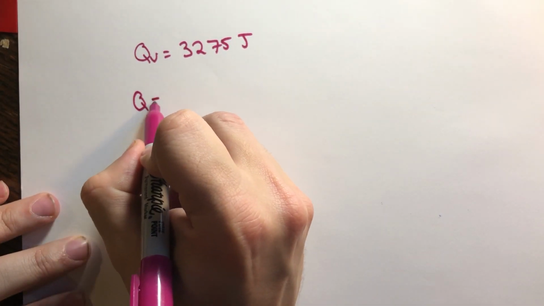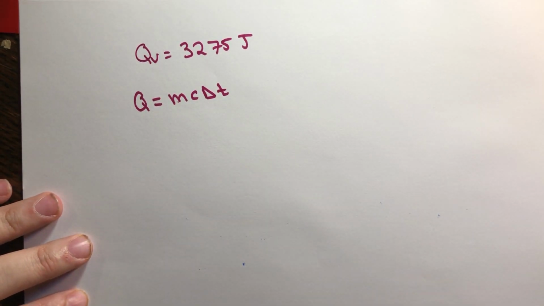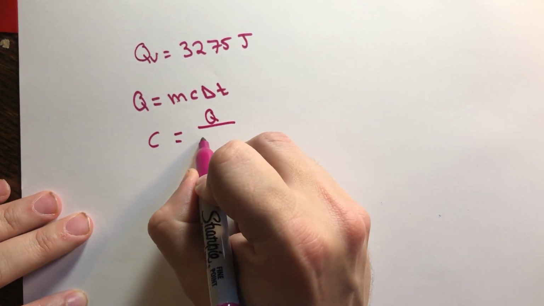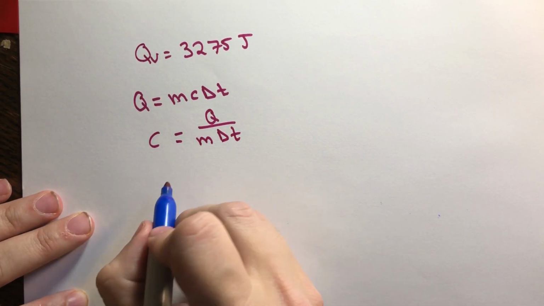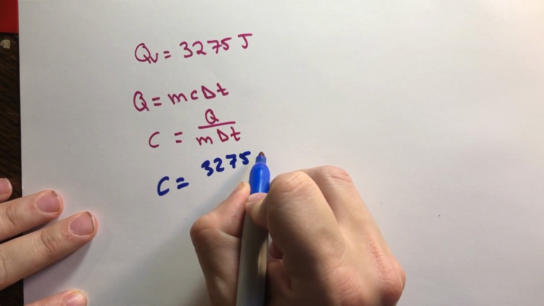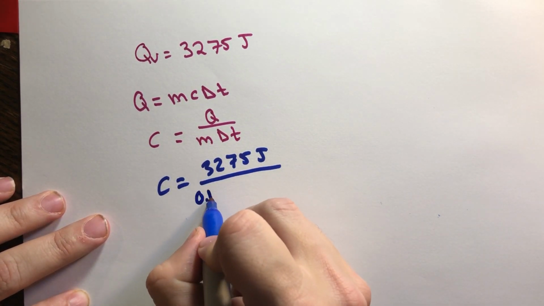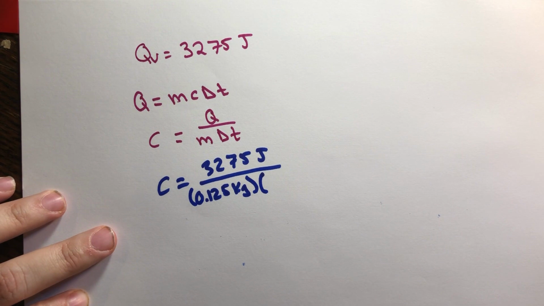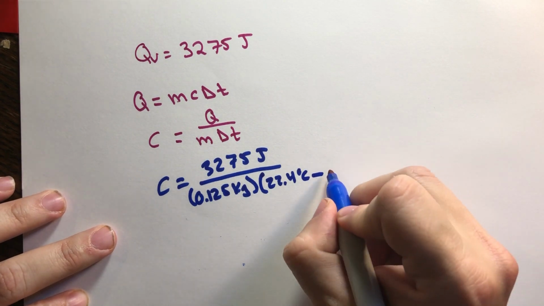Again, same equation, Q equals MC, change in temperature. But this time we want to solve for C. So if we do a little bit of algebra, we get C, which is Q, the amount of heat, over mass times change in temperature. And if we plug that in, we will see the specific heat. Well, Q is the Q we had before, 3,275 joules, divided by the mass of the substance, which was 0.125. It's got to be in kilograms, times our change in temperature, which it ended at 22.4, and it started at 90 degrees.